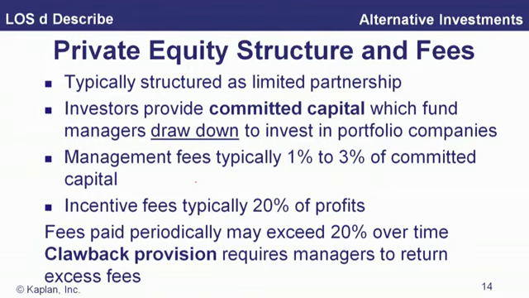So how are these private equity funds structured, and what are their fees like? Well, they are also typically structured as limited partnerships. The investors provide what we call committed capital. So I commit to a $10 million investment in this partnership. And then over time, as they buy firms and make investments, managers draw down this committed capital to invest in the companies. Now, the reason this is important is that management fees are typically somewhere between 1% and 3% of committed capital, not just the drawdown capital that's actually invested in portfolio companies.